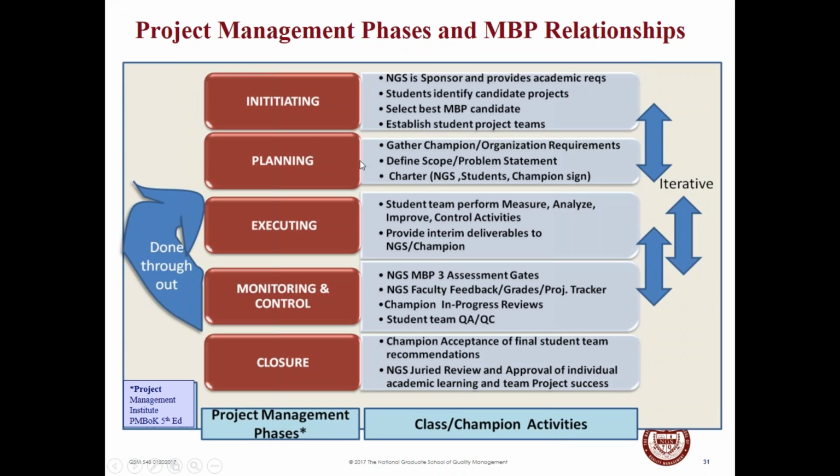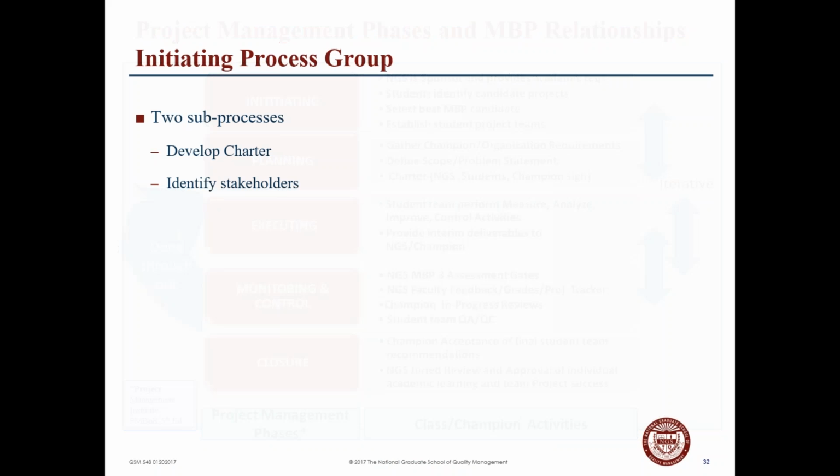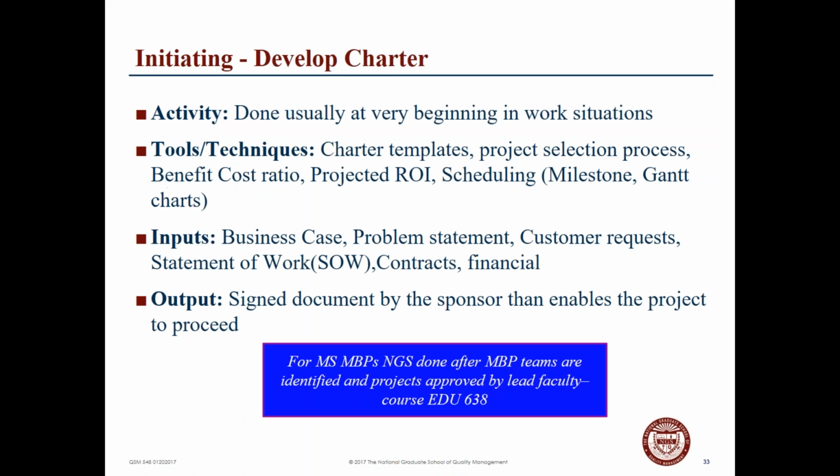So as you can see, the 5 processes here in your projects are very interrelated in the class and champion activities and how they connect and identify with the phases of project management. So in initiating a process group, you develop a charter and you identify stakeholders. Again, developing a charter, as you are aware, is usually done very early in the work situation.